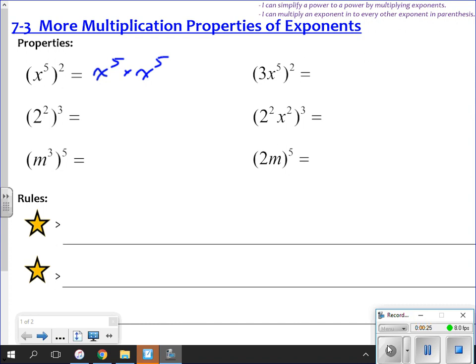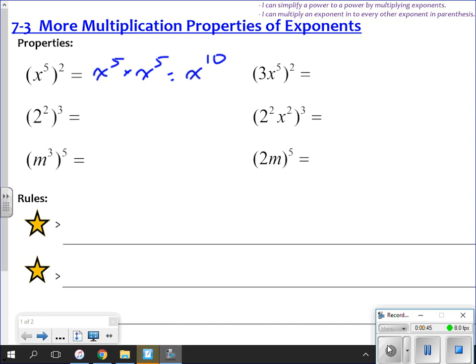What was the rule that we got last week? When I'm multiplying, what do I do to the exponents? I add them. So this would be x to the 10th, right? That's what the rule is. I add the exponents, I get x to the 10th.